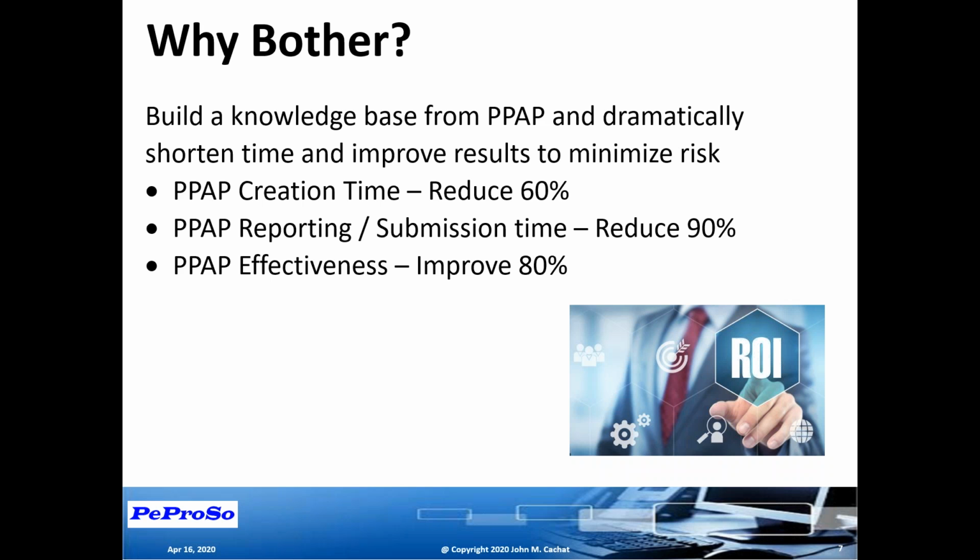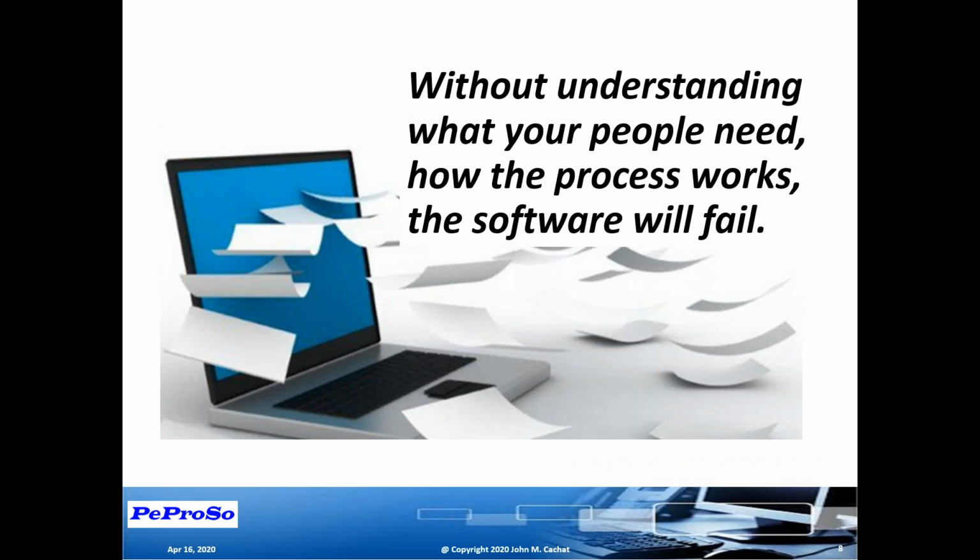All right, so back to the session's tagline, what works and doesn't work. Here's an absolute, hopefully no-brainer. I shouldn't say that. It's not a no-brainer because people make this mistake all the time. Without understanding what your people need and how the process works, the software will fail. I've been in conversations with a lot of organizations and people where we bought this and it didn't work, but they bought it because the software salesperson says, oh, it does all that PPAP stuff, but it doesn't. And when I say it doesn't, how would I know? Well, by going out and talking to your people and seeing what's going on.